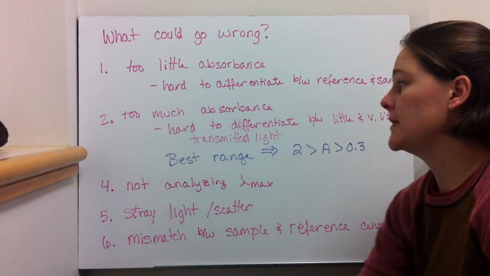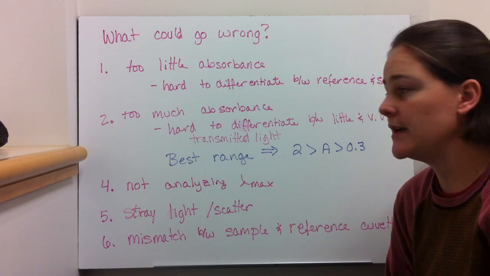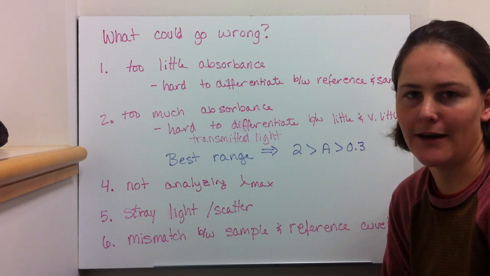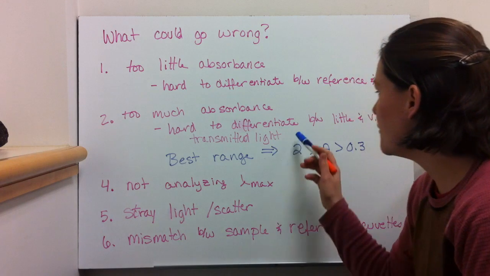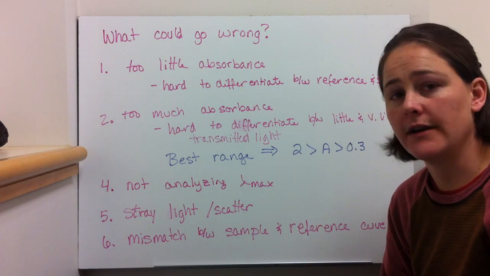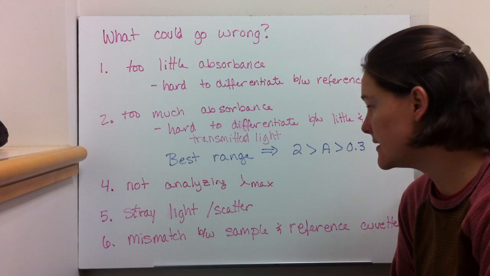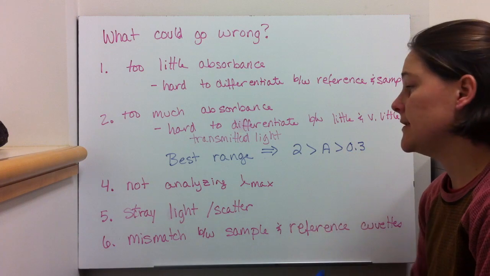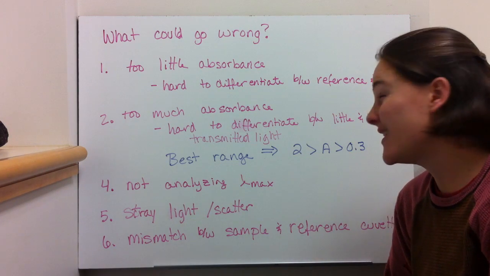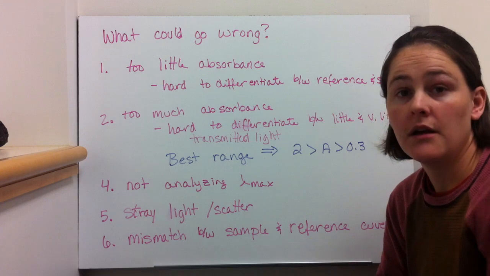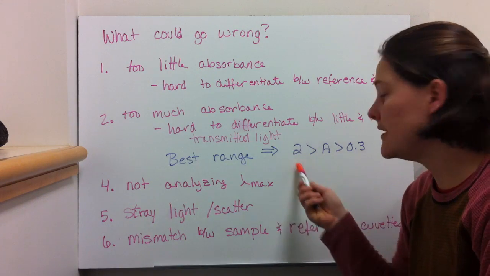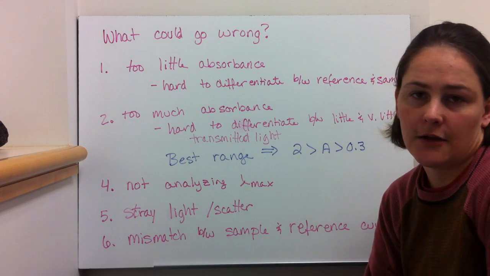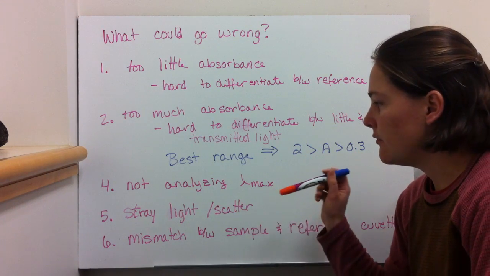You can also have too much absorbance, and it's hard to differentiate between an absorbance of 0.9999 and 0.9998 or something. When you have very, very little transmitted light, it's very difficult to see small differences. So the best range for modern spectrometers is between 2 and 0.03, and you want to stay in that range. I usually like to stay below 1. If you have any power over this at all, you want to dilute so that your absorbance is between, I think, 1 and 0.3, which is a good range.